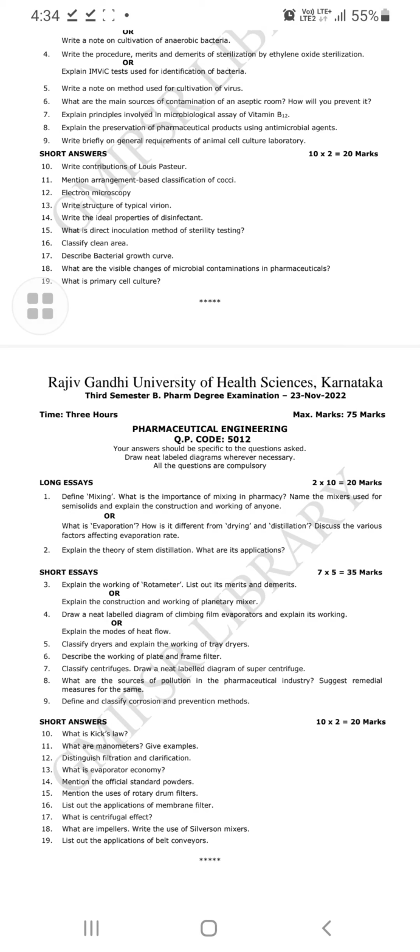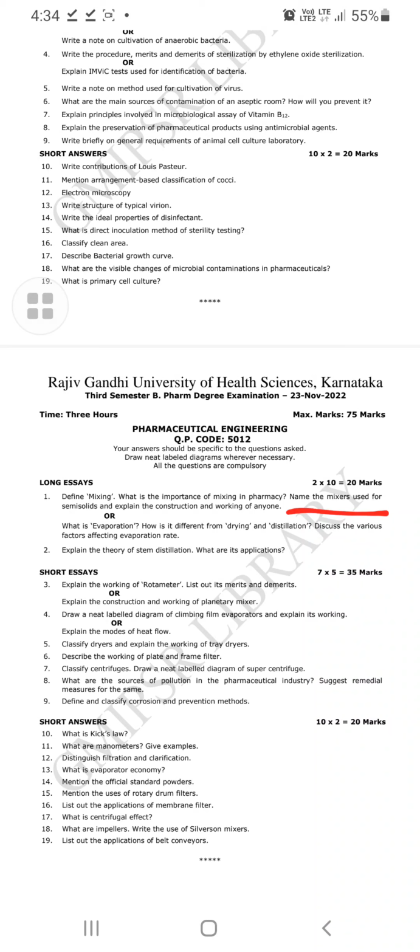Next, go to the November 2022 paper. See, in mixing they have asked: define mixing, what is the importance of mixing in pharmacy, write the names of the mixers used for semi solids, and explain the construction and working of any one. Simple mixing, many devices are there. Planetary mixer is one very good example. Then sigma blade mixer, or you can take ribbon blade mixer.